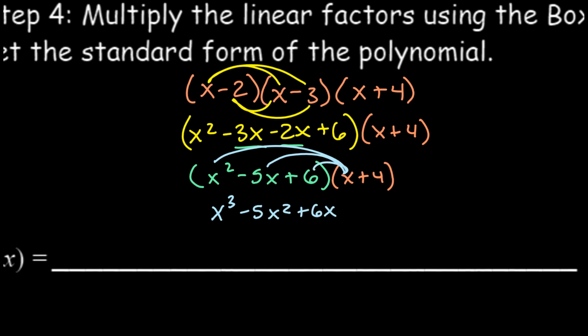Then I do the exact same thing, but for the second number in that parenthesis, 4. So 4 times x squared is 4x squared. 4 times negative 5x is negative 20x. And 4 times 6 is 24.